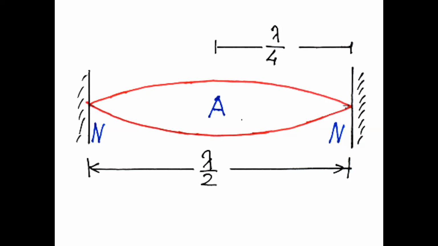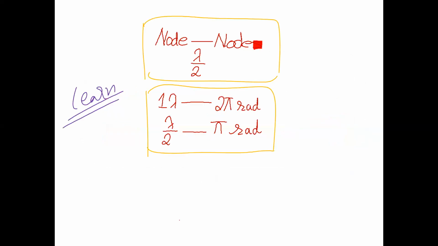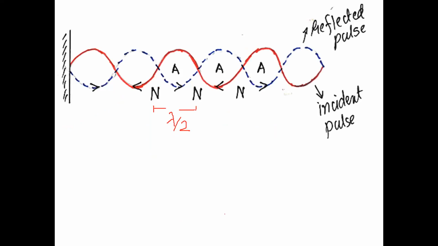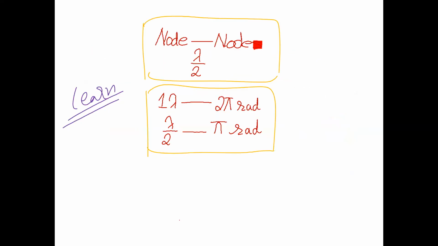So when a stationary wave is formed, there are some points where the displacement is maximum, it is anti-node, and there are some points where displacement is zero, it is node. So you have to learn this. Node to node is lambda by 2, and 1 lambda is 2 pi radian. So lambda by 2 is pi radian. So the phase difference between two successive nodes is always pi radian.